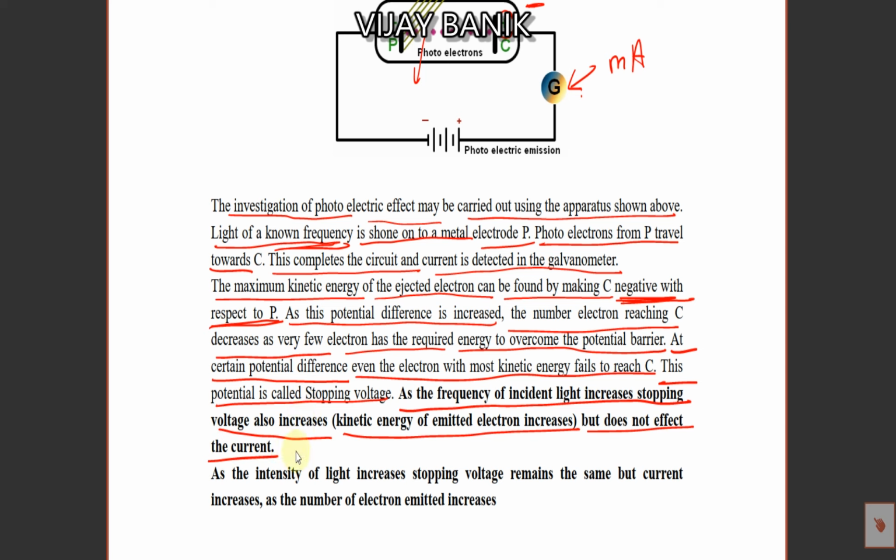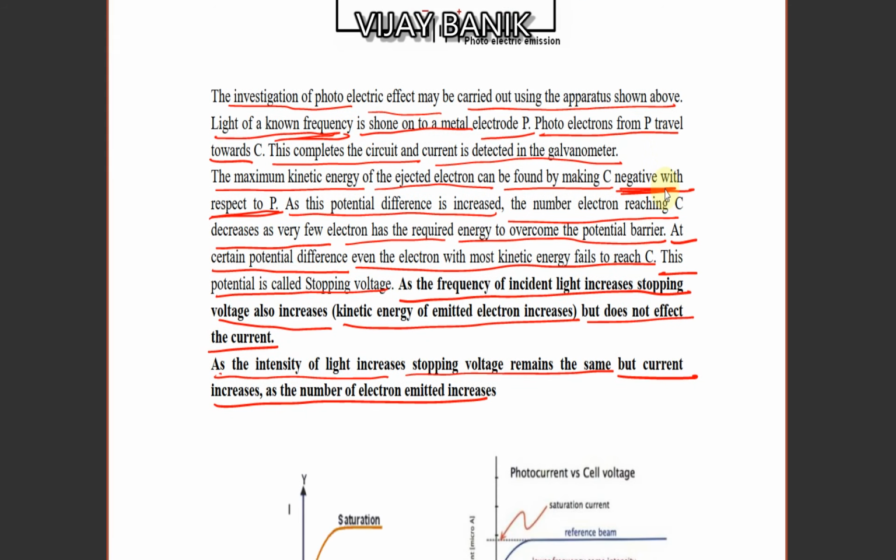And I wrote them in bold letters, so learn them. As the intensity of the light increases, stopping voltage remains the same. I already mentioned that. Why? Stopping voltage remains the same because intensity does not increase the energy. Frequency does. But current increases as the number of electrons emitted increases. I hope you guys understood this topic. Let's go to the next topic.